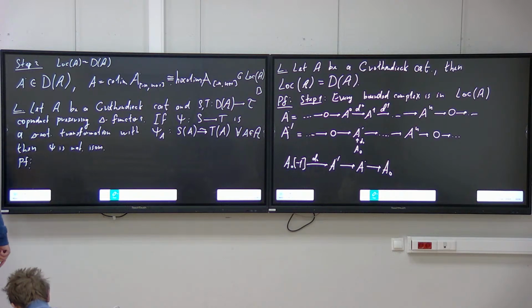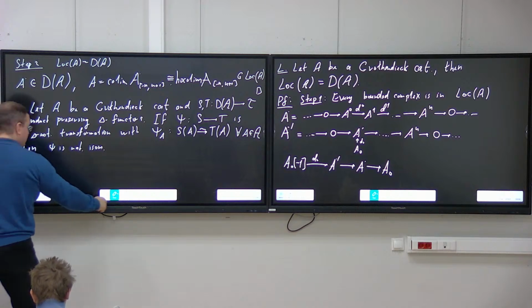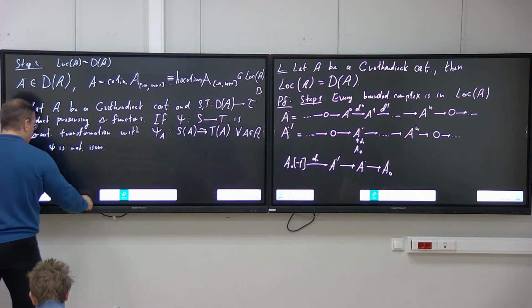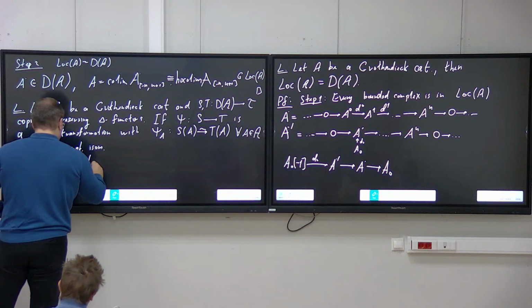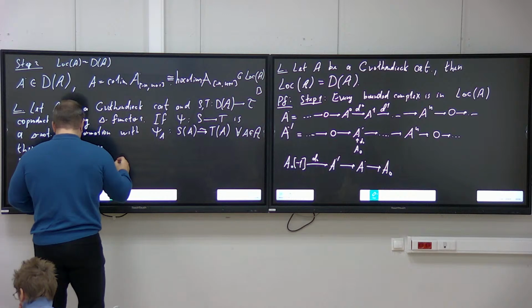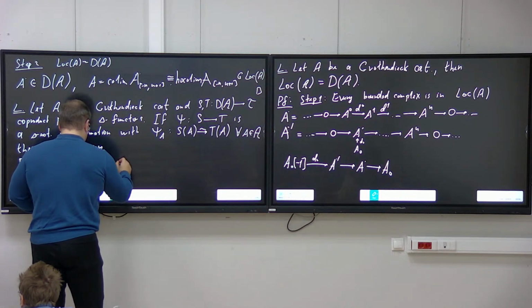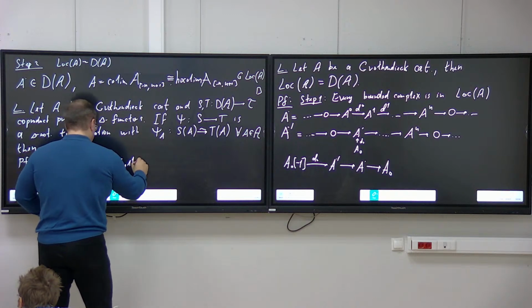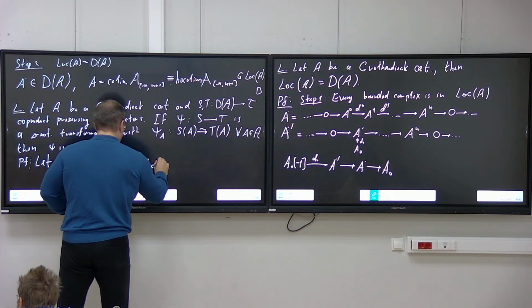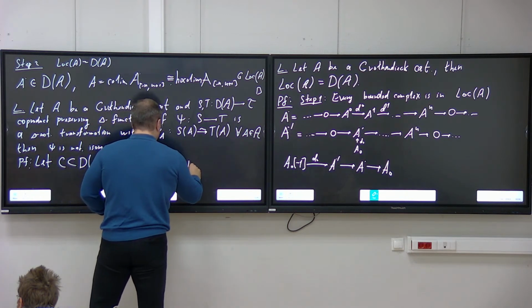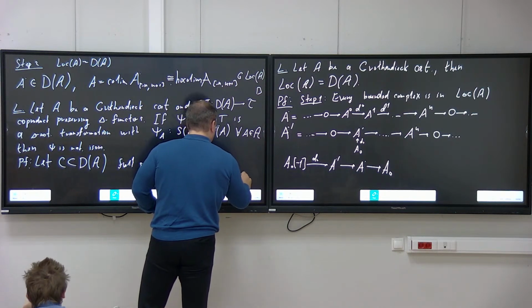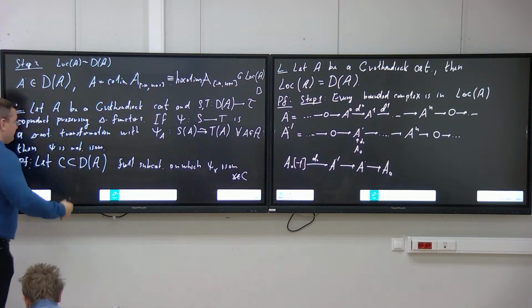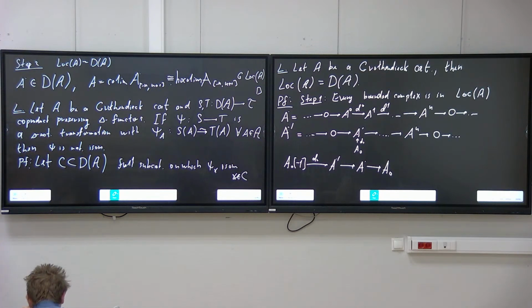So I want to say this immediately follows from the previous lemma by the following observation or computation. So let C be a triangulated subcategory in the derived category, the full subcategory on which psi sub x is an isomorphism, so x is an object in C. So at least we know that A is in C. This is given in the condition.